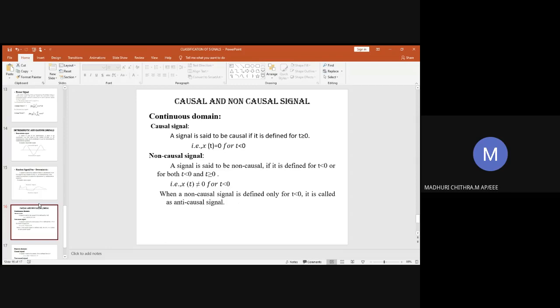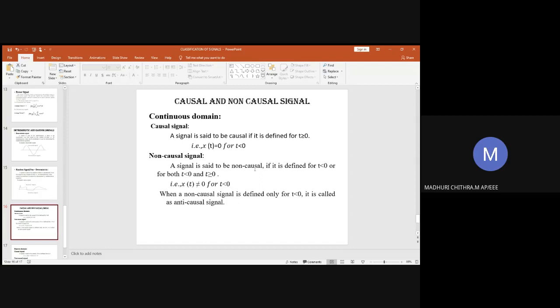Causal and non-causal signals. In the continuous domain, a signal is said to be causal if it is defined for t ≥ 0. That is, x(t) = 0 for t < 0. This is a causal signal. If x(t) = 0 for t < 0 and it is defined for t ≥ 0, it is known as a causal signal.